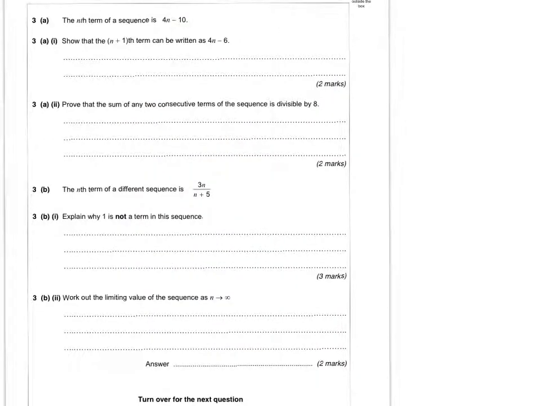Question 3. The nth term of a sequence is 4n minus 10. Show that the n plus 1th term, so 4(n plus 1) minus 10 is equal to 4n plus 4 minus 10, which is 4n minus 6.